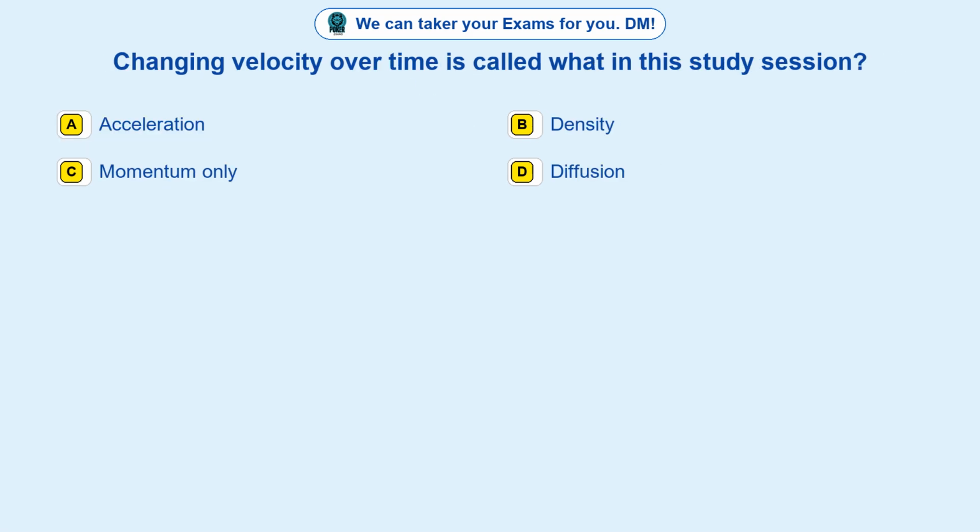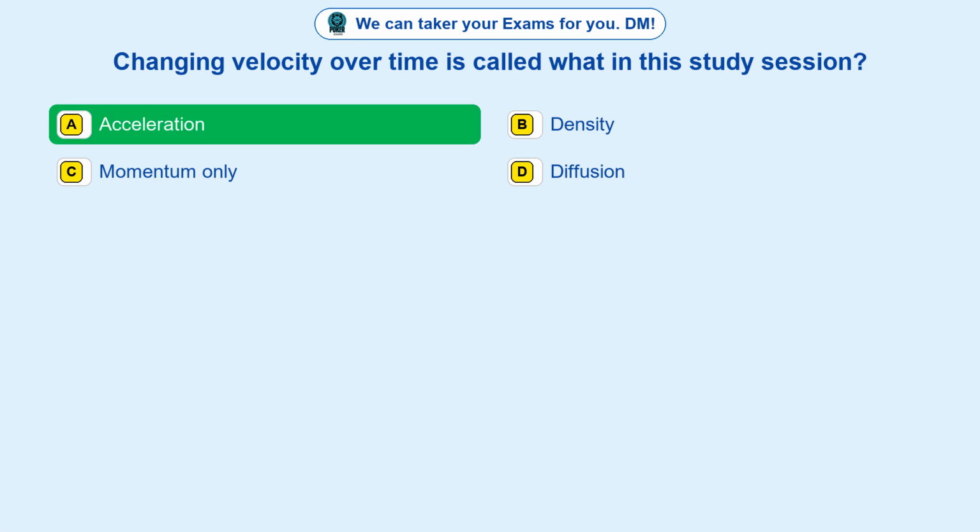Question 56. Changing velocity over time is called what in this study session? Option A, acceleration. Option B, density. Option C, momentum only. Option D, diffusion. The correct answer is option A. Acceleration.